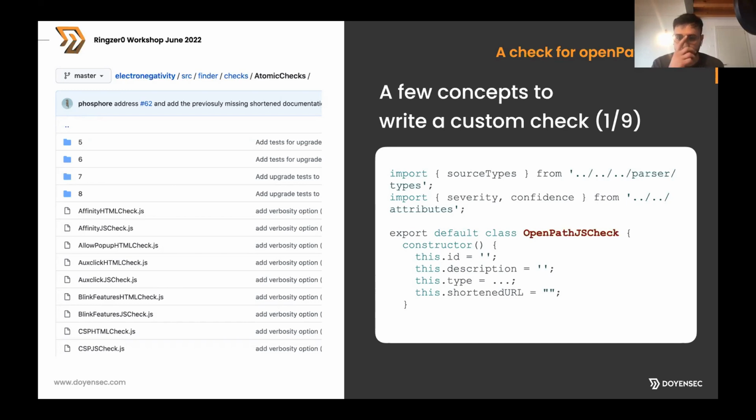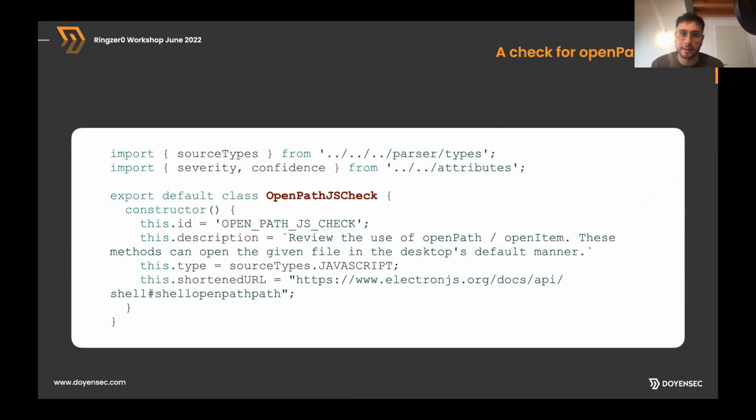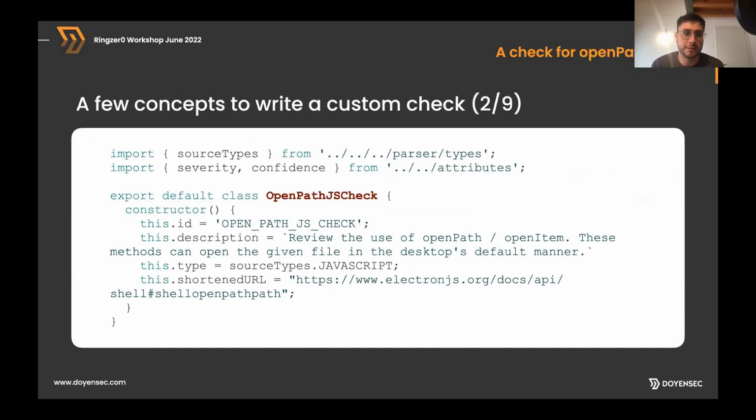You need to remember that for every check that you're writing, you will also need to specify the check's constructor carrying its own unique ID, a description that will be shown when users use -v, for example, a type, and the documentation reference URL. You might also want to import the source types and the attributes classes, which have the enumeration of the severity and confidence levels. In this case, it's a JavaScript check, so we set the source type to JavaScript, but we could also write a check using an HTML or a JSON parser, for example.